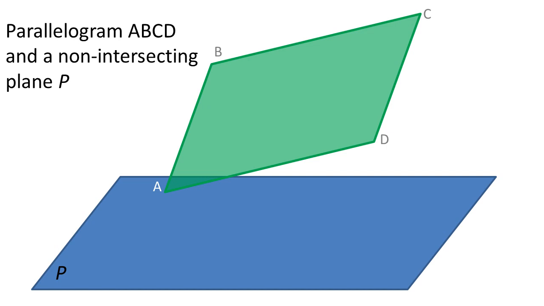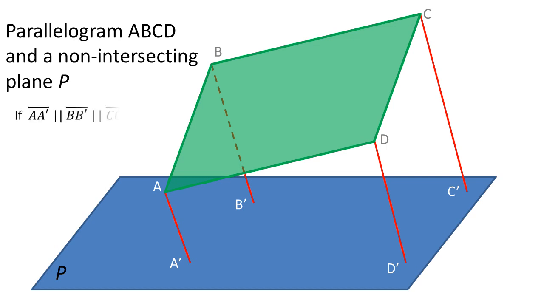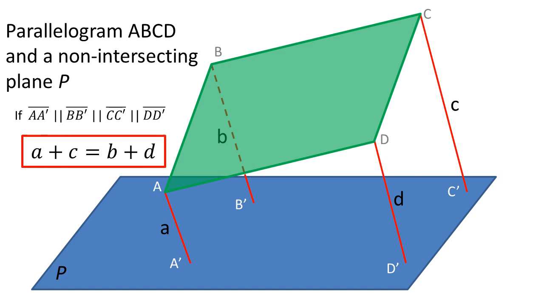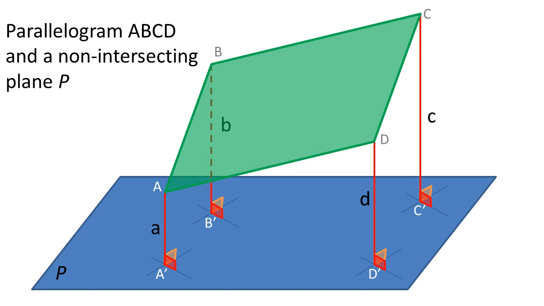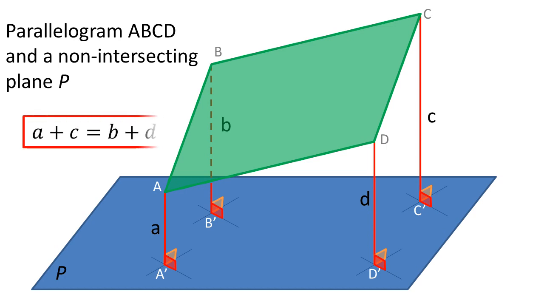In the figure, we show the segments AA', BB', CC', and DD', which form a possible set of parallel segments. If their lengths are a, b, c, and d respectively, then the property is that a plus c is equal to b plus d. To demonstrate this relation, one can use any of the methods we have presented in this video. Another possible set of these parallel segments is the one formed by the segments that are perpendicular to the plane. Then the property here is also that a plus c is equal to b plus d.